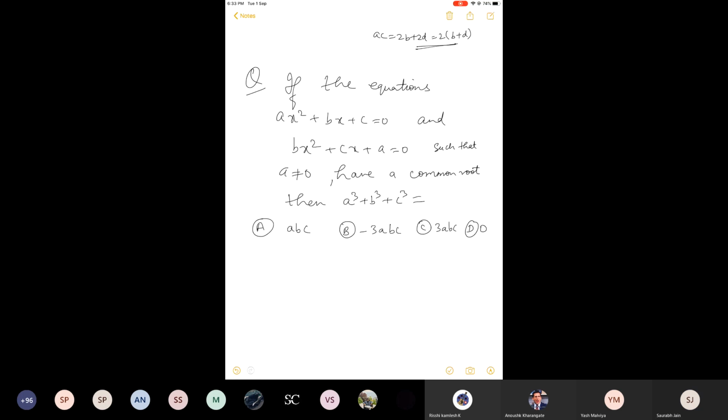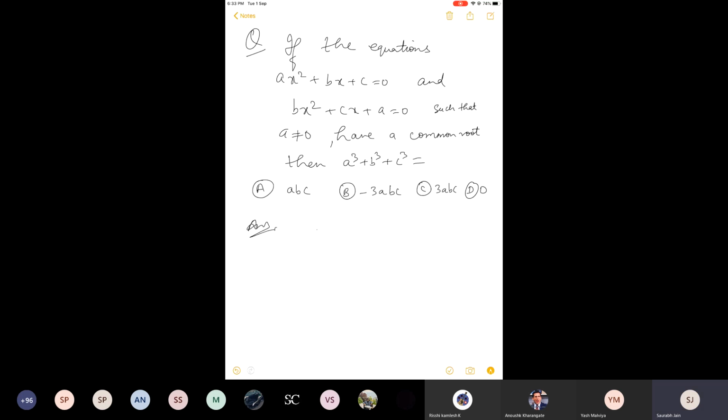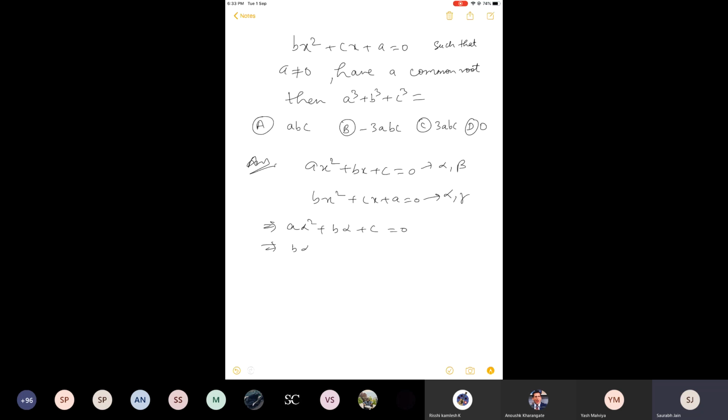Yes, anyone? We are supposed to use the same process. One common root. So let us select the roots of the first equation as alpha, beta, and the roots of the second equation as alpha, gamma. Okay. Now watch the steps very carefully, otherwise you will ask. So what I will do, I will put alpha in the first equation. I will put alpha in the second equation.